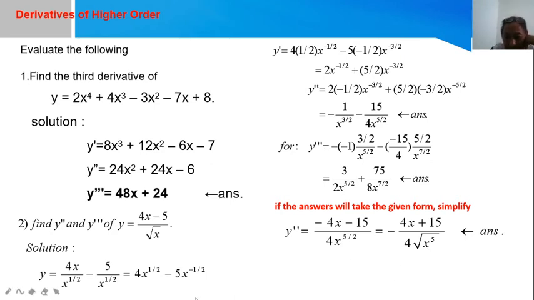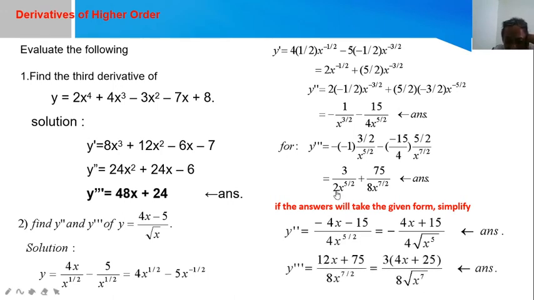Okay? But if there is no required form, you can stop here. My third derivative can also be done that way. Okay, this one. 2 and 8, my LCD is 8. X to power 7 halves is the bigger between 5 halves and 7 halves. Divide by 2. I have 4 times 3, that's why I have 12. If I have x to power 7 halves divided by x to power 5 halves, then I have x to power 1. So that's why we have x together with 12 in my first term.